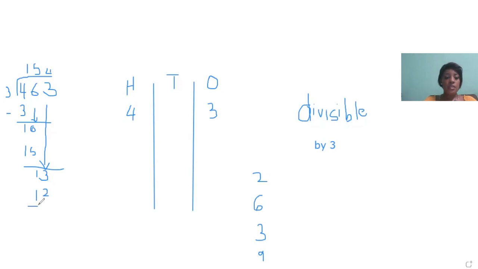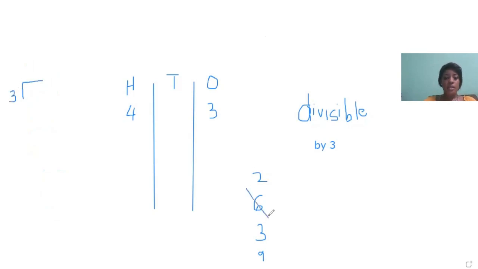Is 463 divisible by 3? I don't think so. Because once I subtract, I'll have a 1, and that means I'll have a decimal. 3 into 1, I can't. I'll have to put a decimal sign here and borrow the 0. So that one is not the correct answer. So I'm going to X this one out.